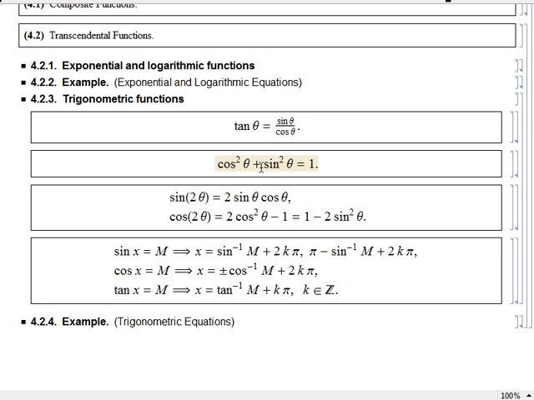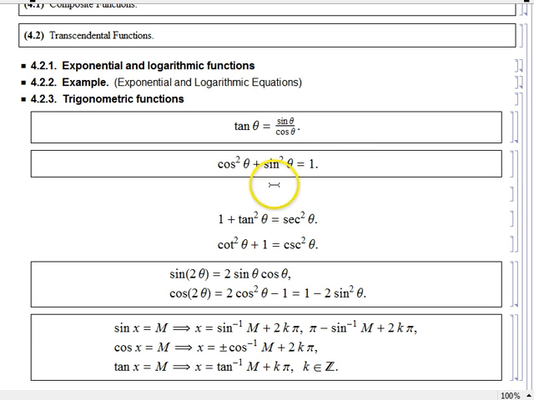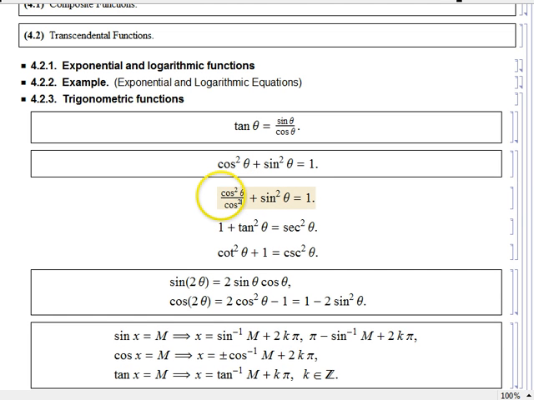Very close to number 2. And using the Pythagorean identity and those reciprocal identities, you can actually deduce the other identities here. As a matter of fact, this is what you're going to end up with. So start from here, divide everything by cosine squared.